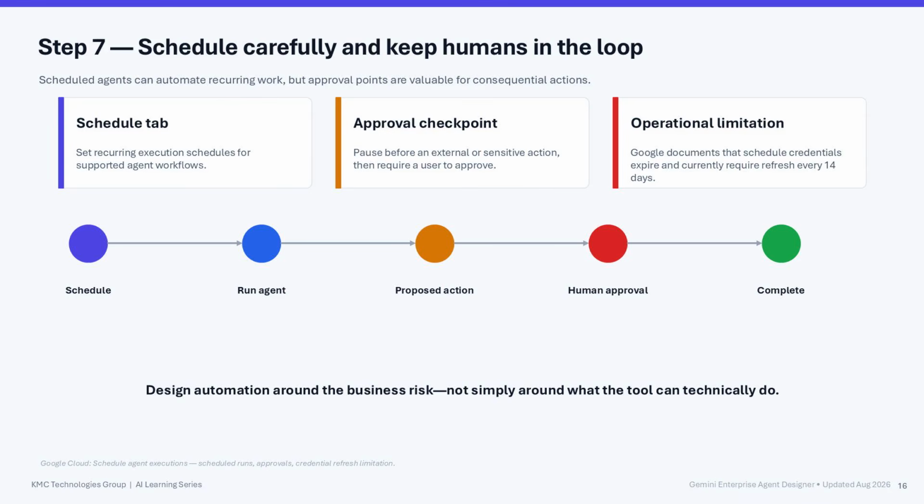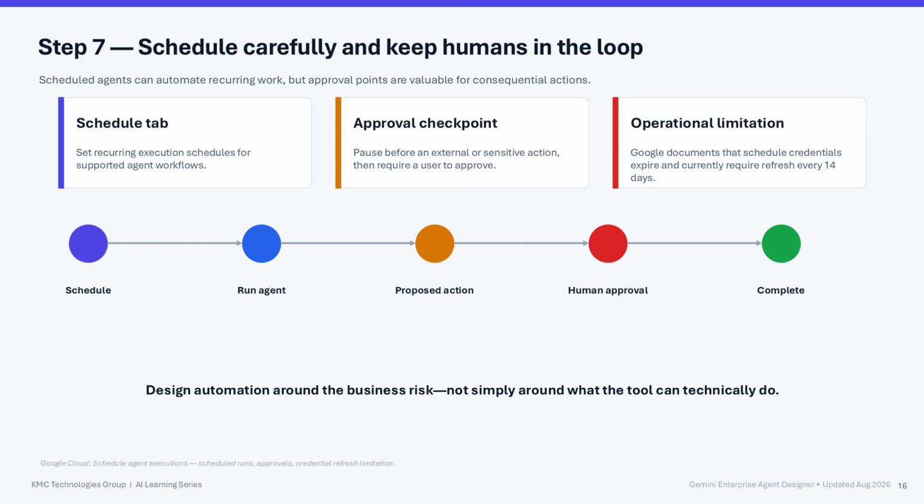Step 7 is scheduling and human approval. The Schedule tab can run supported agent workflows on a recurring basis. For higher-risk actions, use a human-in-the-loop checkpoint so the agent can prepare the action, but a person approves it before completion.